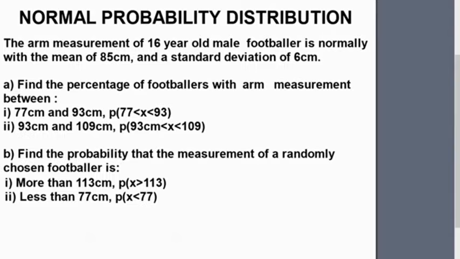Having known that, let's quickly look at the question before we get the Casio calculator. The question says the arm measurement of 16-year-old male footballers is normally distributed with a mean of 85 cm and a standard deviation of 6 cm. We are asked to find the percentage of footballers with arm measurement between 77 cm and 93 cm. This is how you present it in interval notation. We also have to find the percentage of footballers with arm measurements between 93 cm and 109 cm. This is how you present it in interval notation, and this is a big part of it. Having known this, let's get the Casio calculator and go into the details of the video.